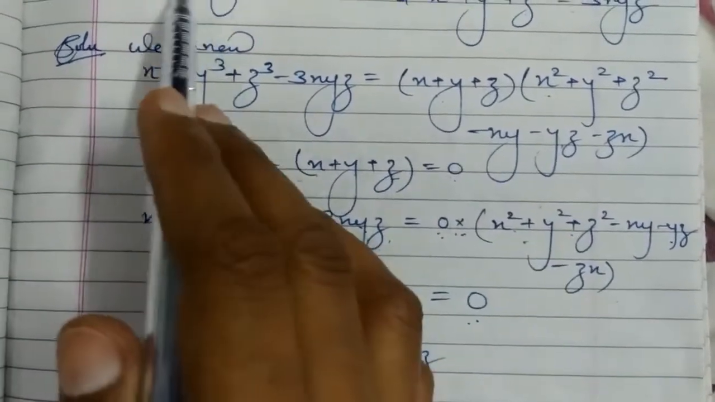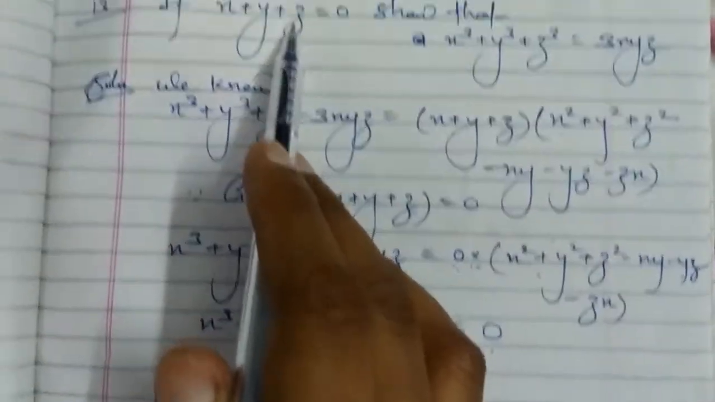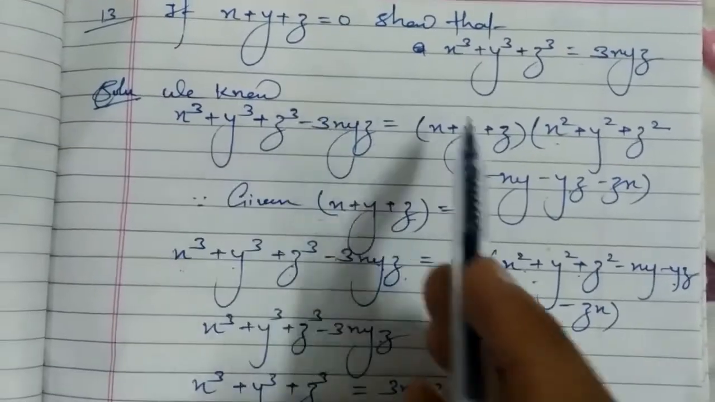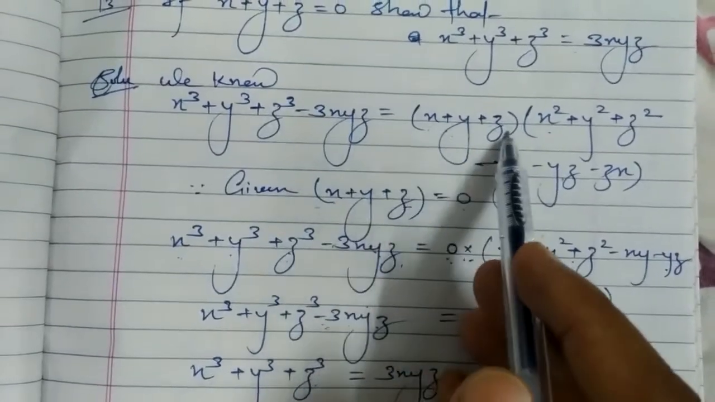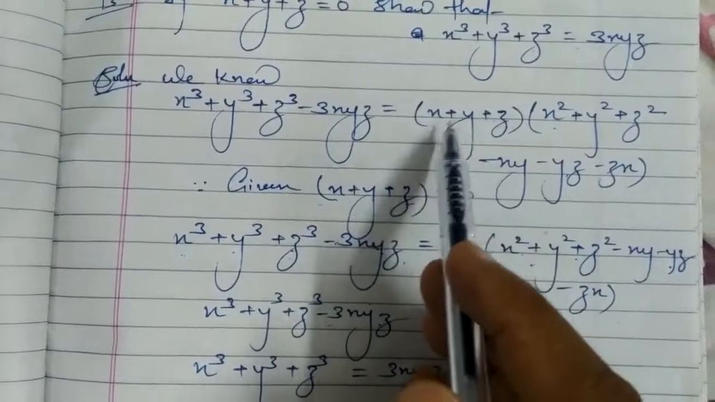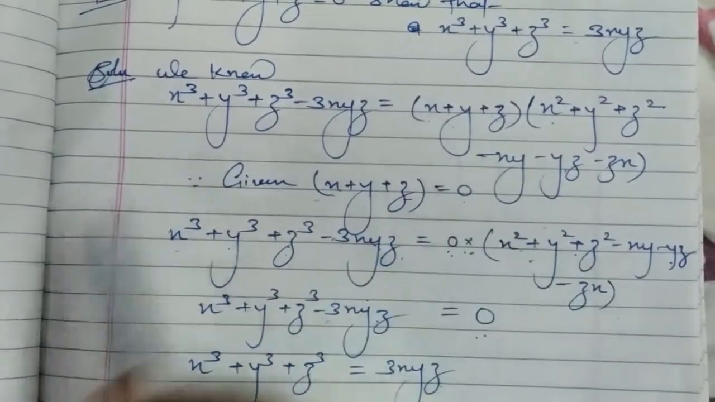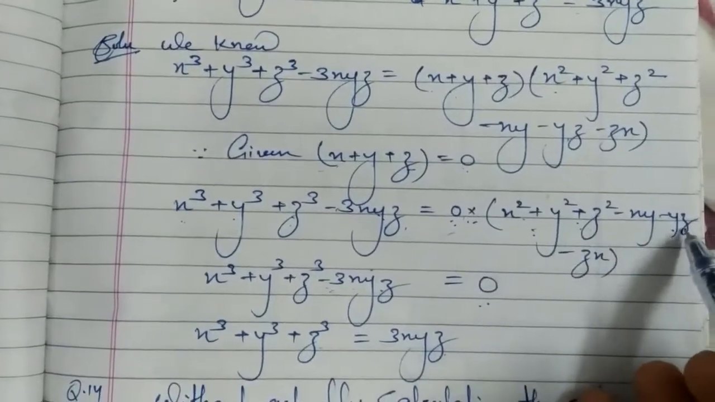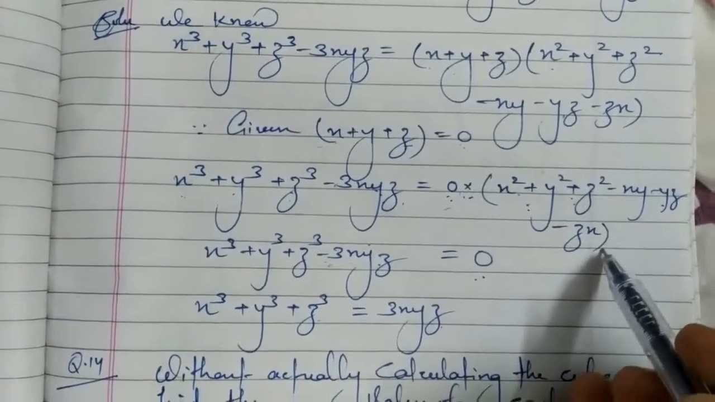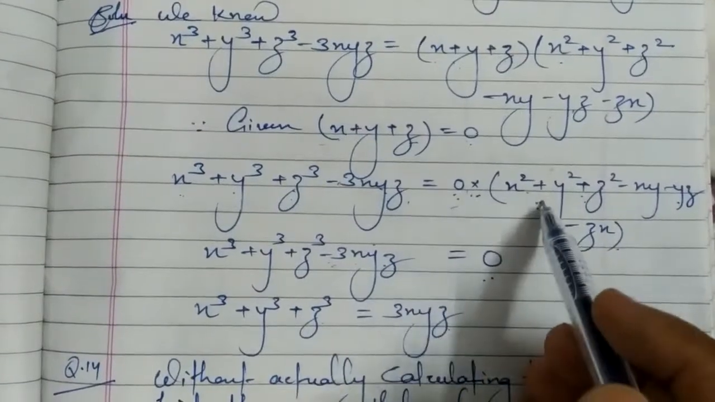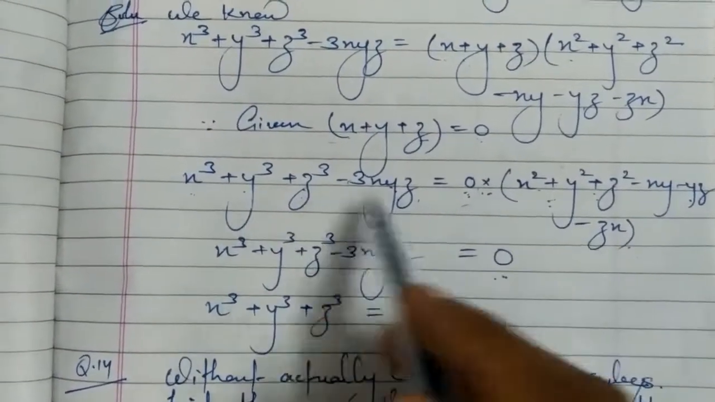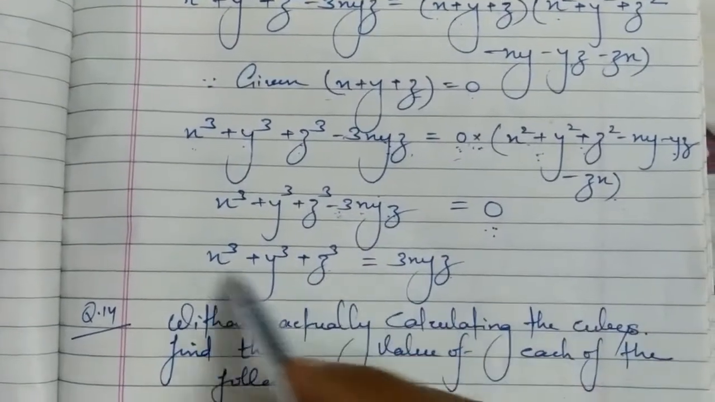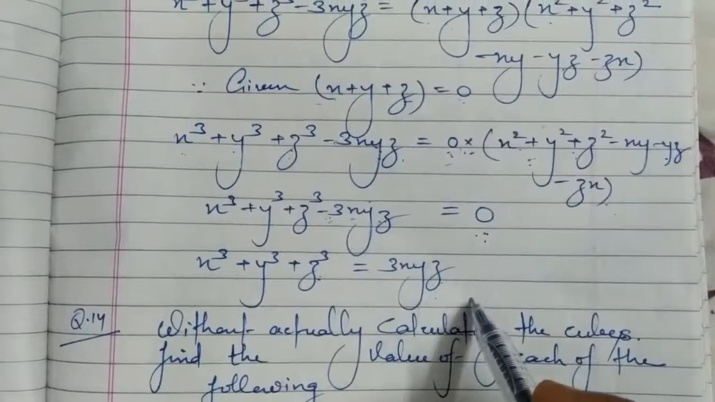In this identity, we will put the value of x plus y plus z. Value of x plus y plus z, that is given to you 0. So put the value of x plus y plus z 0 here. You will get 0 into (x square plus y square plus z square minus xy minus yz minus zx). Fine. So when you multiply this term by 0, you will get 0. So this will be equal to 0, and send this 3xyz on the other side. You will get x cube plus y cube plus z cube equal to 3xyz.